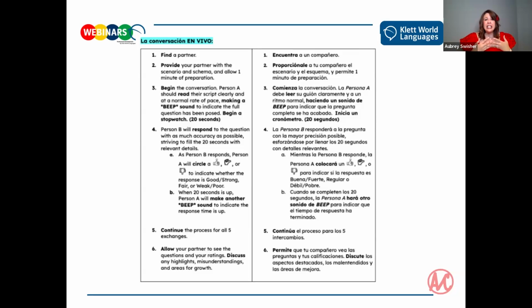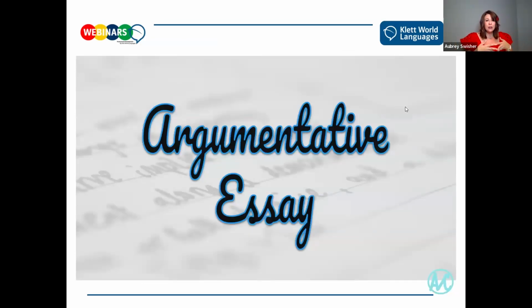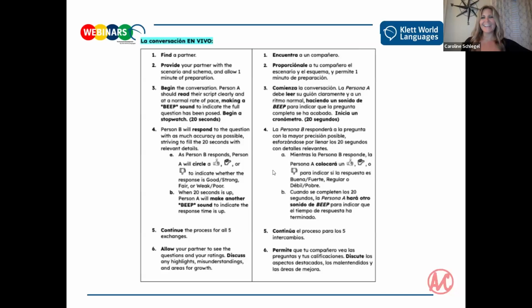They're going to try to read it clearly and at a normal rate of pace, making a beep to indicate that the full question has been posed. And then they're going to have a stopwatch to start ticking away at the time while their peer is going to attempt to answer the question and fill those 20 seconds. As the person responds, the student that made the test knows what they were saying and what they were asking. So they will know if their peer is actually answering what they've been asked. So they get to go ahead and circle the thumbs up, the sideways, or the down to say whether they think the response was good or strong, fair or weak or poor.